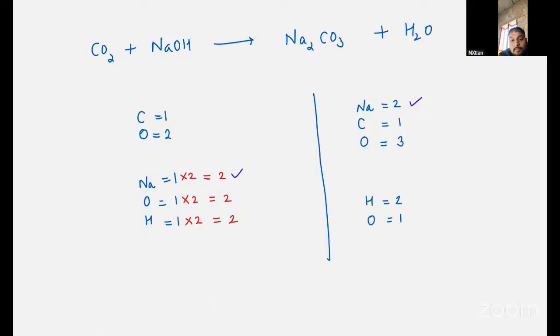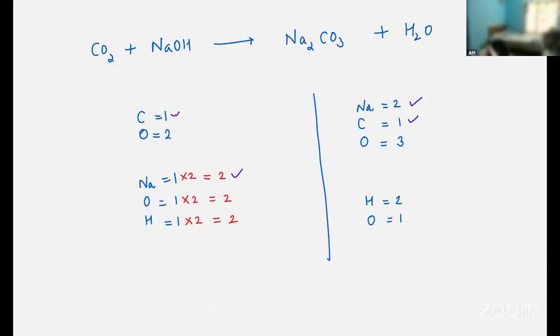Jashwan, you're saying something. Okay. Now I'll ask this from Agatha. Agatha, we'll check the Ca. How much Ca is there? 1. And how much here? 1. So they are already balanced. No need to do anything.